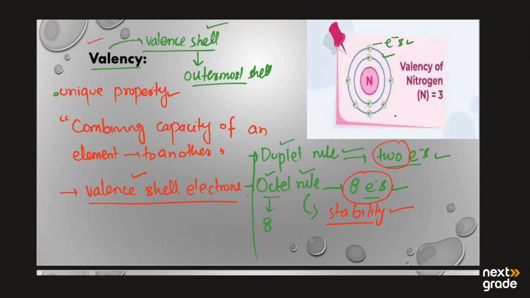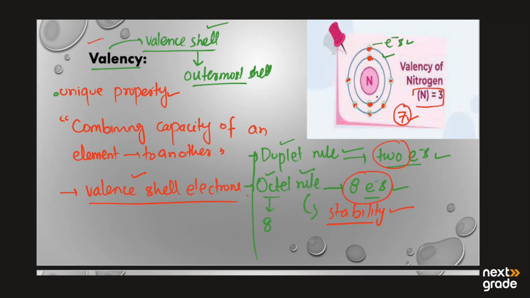Its atomic number is 7, so in total it has 7 electrons. In the first shell it has 2 electrons, and in the second shell it has 5 electrons. So mainly it has a total of 7 electrons.